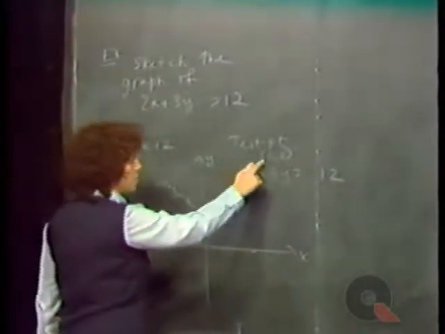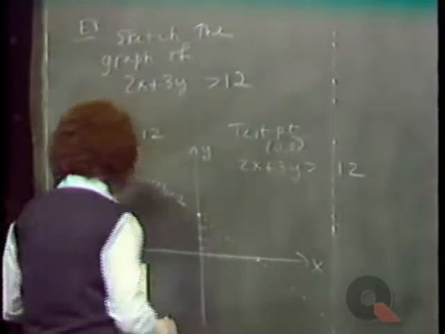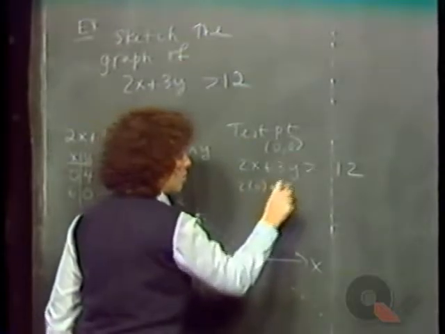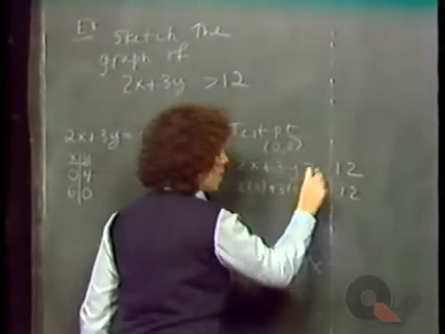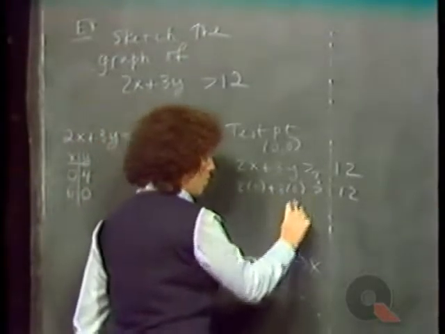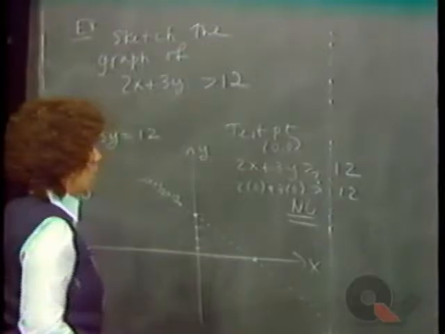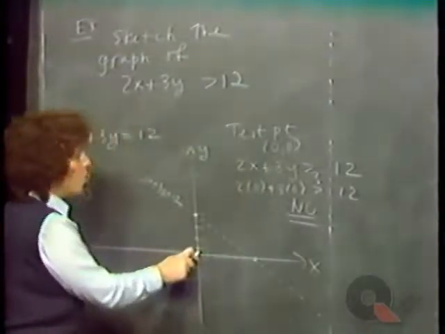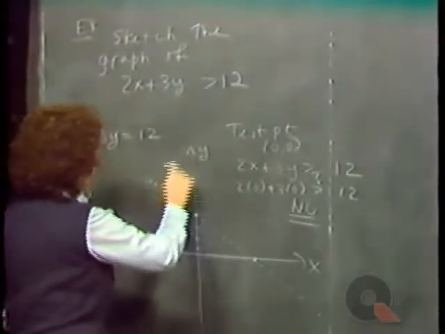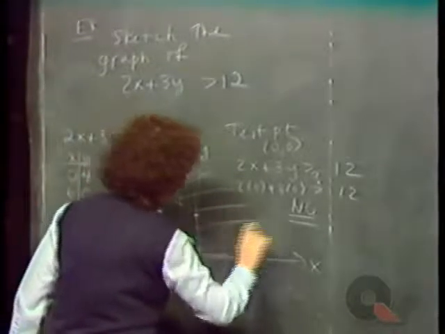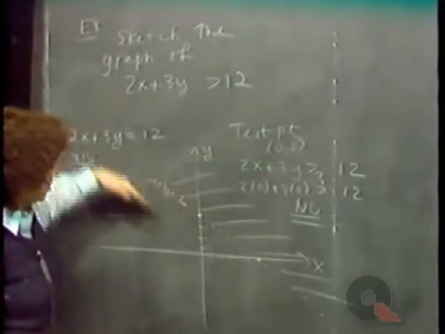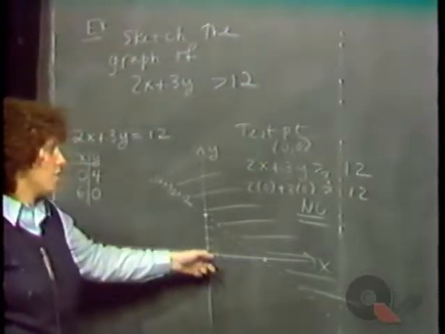And we see if the test point gives us a true statement. 2 times 0 plus 3 times 0 greater than 12. Is that true? Is 0 plus 0 greater than 12? No. So the test point, (0, 0), is not on the correct side of the line. The solution set would be the portion of the plane, with the line as a boundary, that does not include (0, 0).